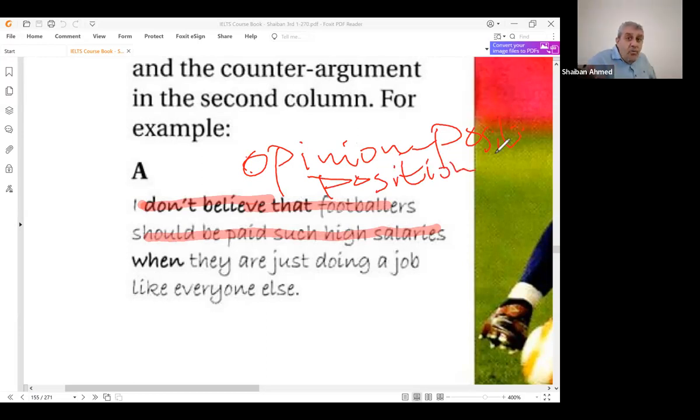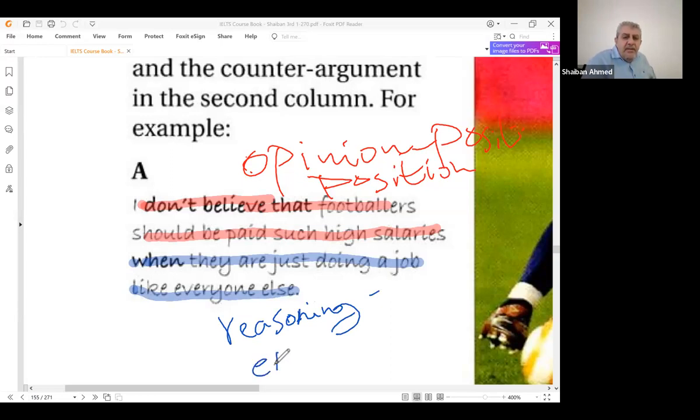Why? Now the reasoning. When they are just doing a job like everyone else. So here, reasoning, or explaining the position.